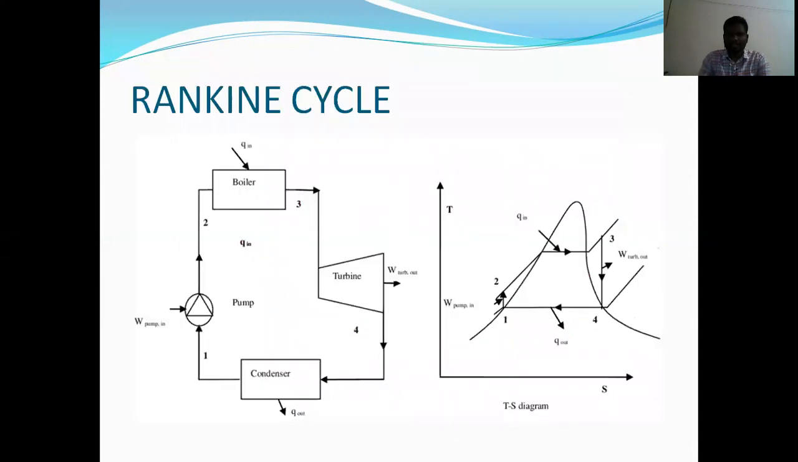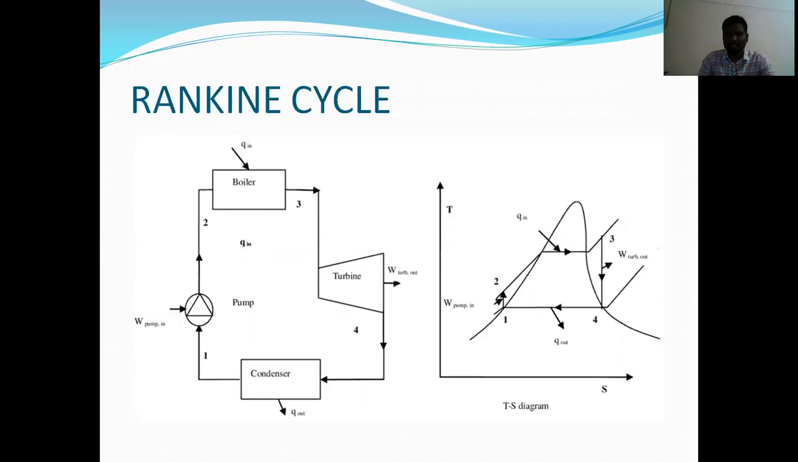If you see the PV and TS diagrams of the basic Rankine cycle, here we are getting the Rankine cycle TS diagram, which is showing the four processes. 1 to 2 represents the pump work. That means it will pump the saturated water from the condenser to the boiler. 2 to 3 is the boiler work. In this 2 to 3, the boiler will convert saturated water into superheated steam, and that superheated steam will be supplied to the turbine.